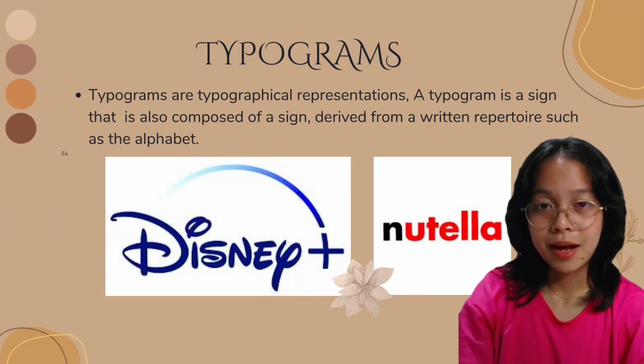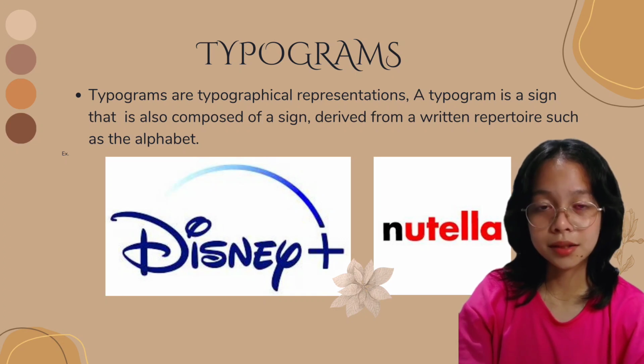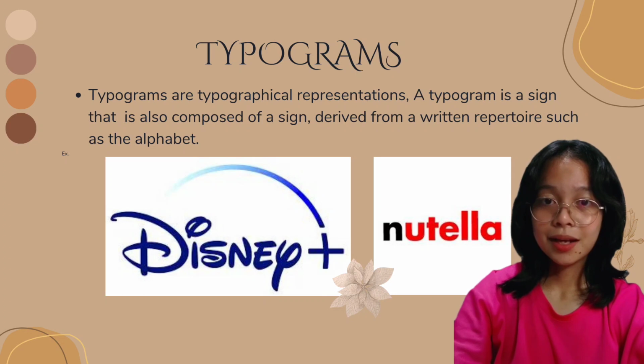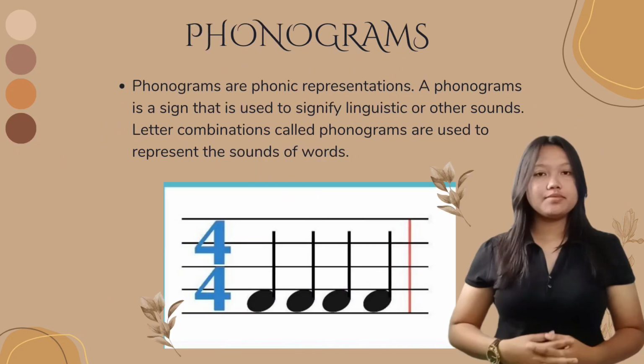Next is typogram. A typogram is a sign that is also composed of a sign derived from a written repertoire, such as the alphabet. These are typographical representations. In simple words, a typogram uses letters from the alphabet to present words or phrases in a way that enhances the experience of reading it. Examples are logos from different brands.